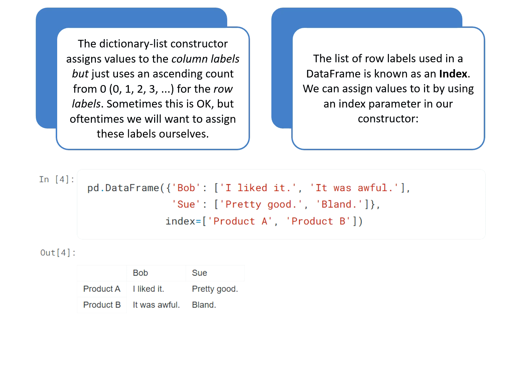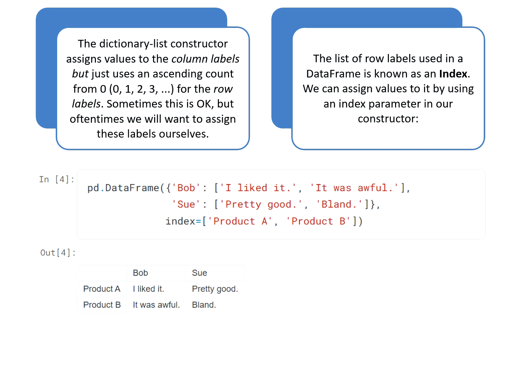The dictionary list constructor. So this is called the dictionary list constructor. This line of code in Pandas is called a dictionary. I said we use dictionary format in Python. So it's a dictionary list constructor that assigns values to the column labels, but it starts with 0, 1, 2, 3, like we saw before.